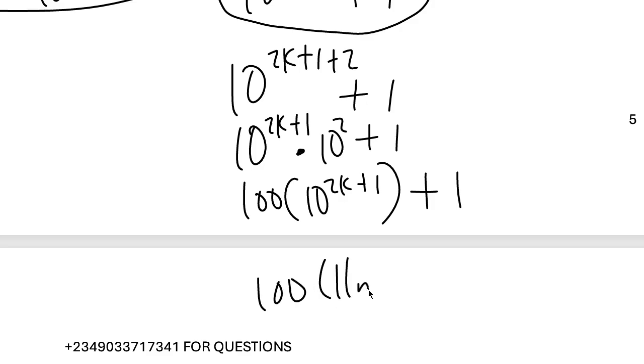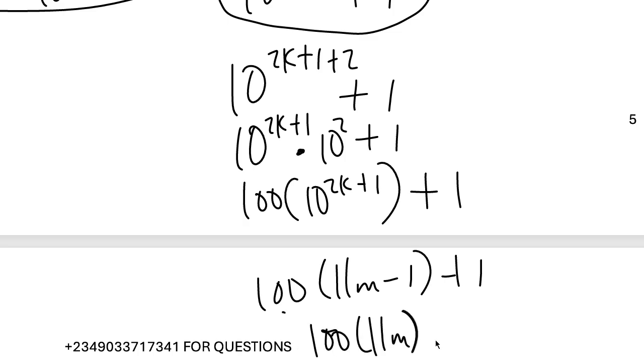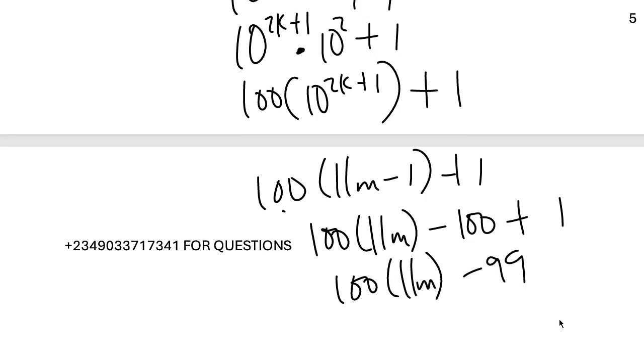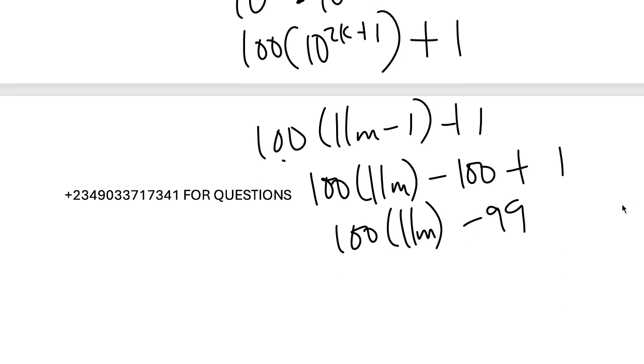And that will now give you what? 100 into 11m minus 1 plus 1. 100 times 11m, you could just write it as 100 into 11m. 100 times minus 1 is what? Minus 100, then plus 1. You simplify it, you have 100 into 11m minus what? 99. Then you can see that 11 is a factor, so factor out 11. 100 into 11m divided by 11 will give you what? 100m minus 99 divided by 11 will give you what?